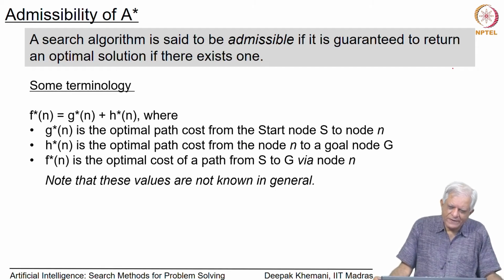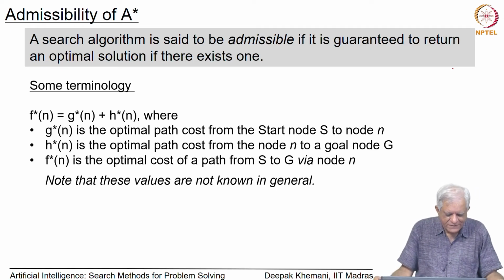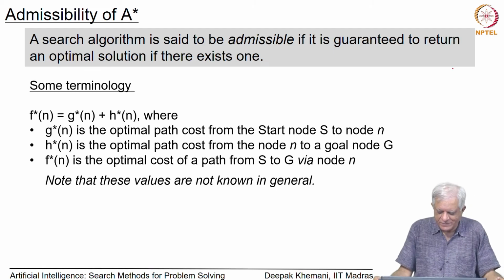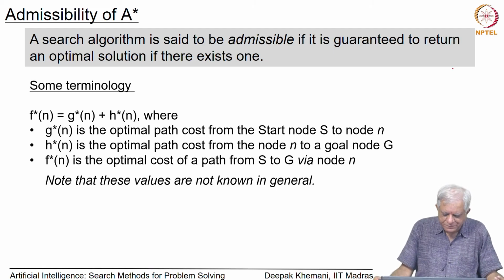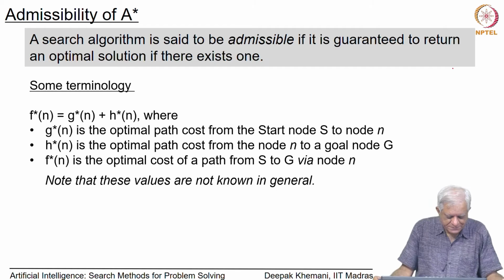If we knew the value of h star n, then you would notice that the algorithm does not really need to search too much, it will directly home in on the path which takes you to the goal. But we do not have such perfect heuristic functions, and that is why we are forced to impose certain other criteria on heuristic functions to make sure that the algorithm becomes admissible, and we will see what these conditions are shortly.